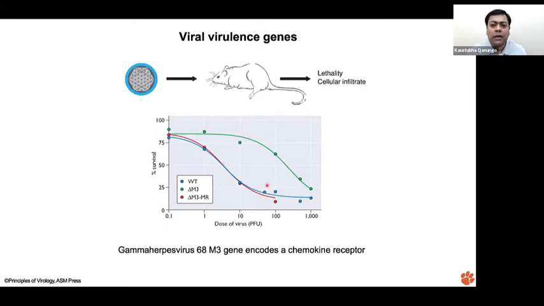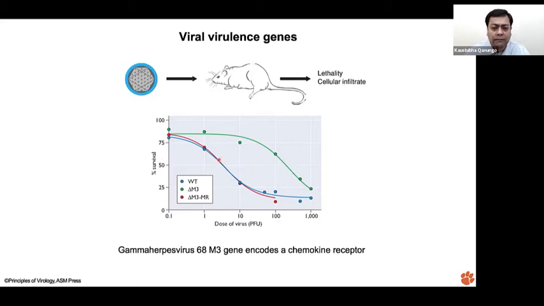So here is also a viral virulence gene we are looking at, in gamma herpesvirus 68. This is the M3 gene. So this codes for a chemokine receptor, and see what happens. The wild type mice is the blue one, and right here is the PFU. If you carefully look at the result that we have, this is the percentage of survival, and you can think about that as an LD50.